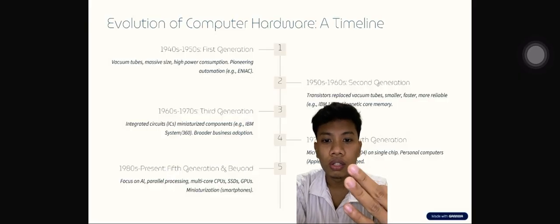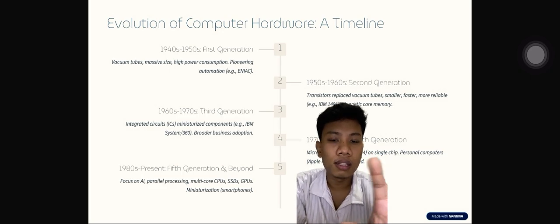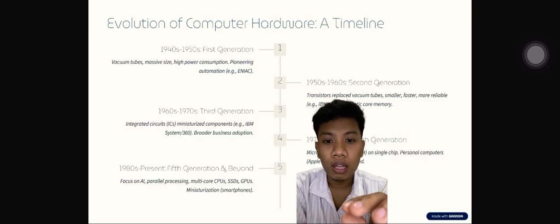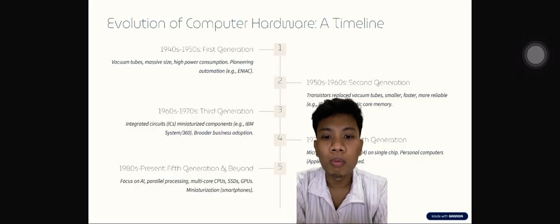Then the third generation of computers, from the 1960s until the 1970s. In this era, integrated circuits and miniaturized components led to smaller computers. Multi-programming and time sharing became possible. Cost dropped, enabling broader adoption in business.